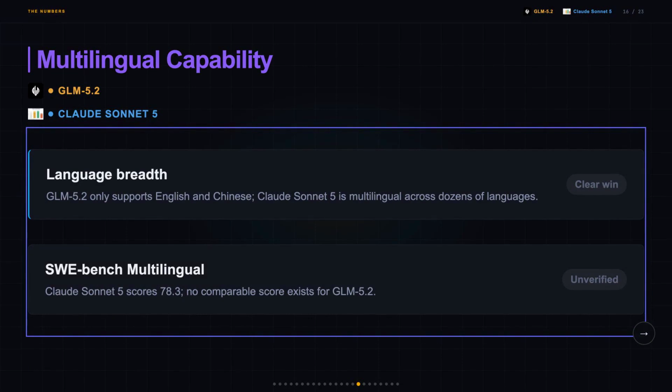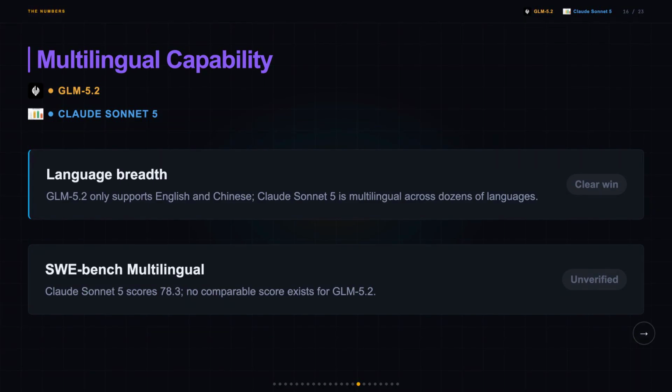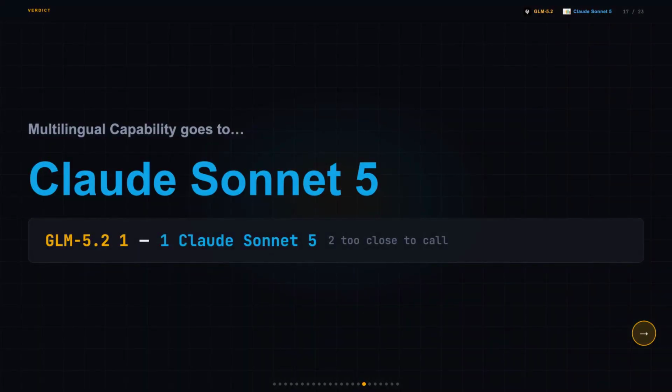GLM 5.2 supports English and Chinese only, that's it. While Claude Sonnet 5 covers dozens of languages and scores 78.3 on SWE Bench multilingual, a coding benchmark across languages that GLM 5.2 doesn't have a published score on at all. Claude Sonnet 5 takes this one cleanly.